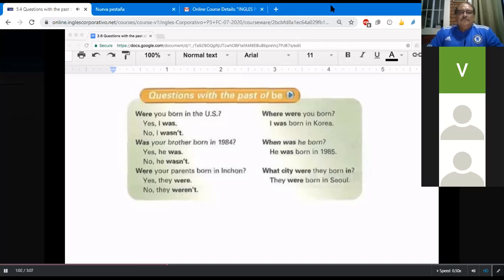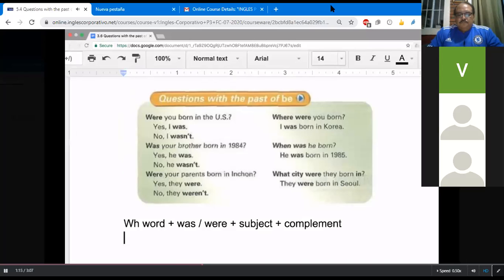Years. 1906. 1917. 1999. 2001. To form questions with the past of be, we can follow this formula. WH word plus was or were plus subject plus complement. Let me point out that whenever we make yes or no questions, there won't be a WH word.